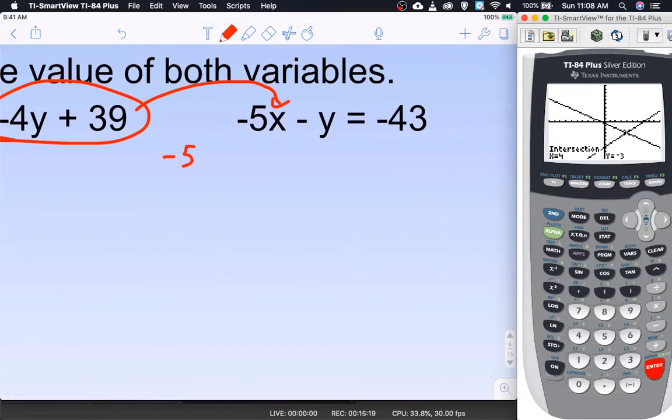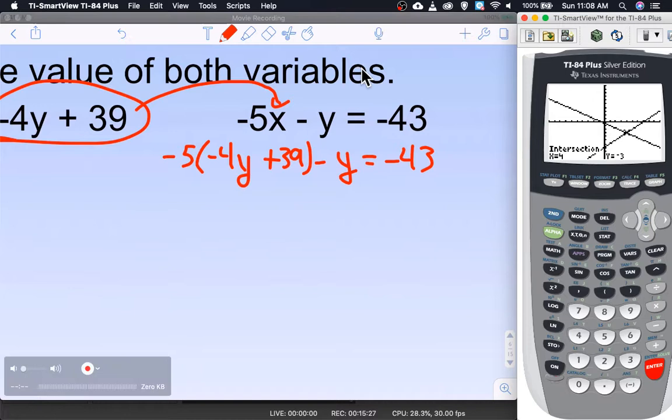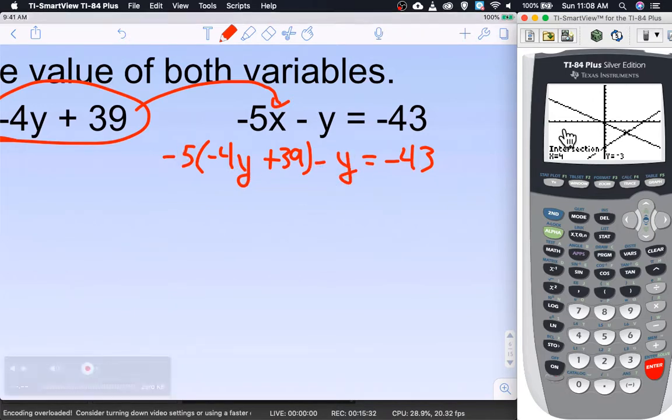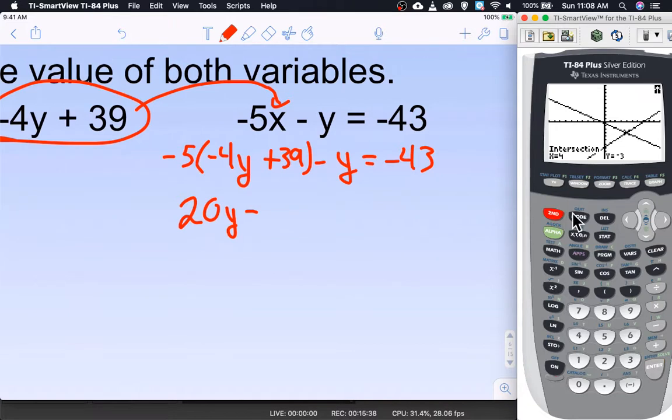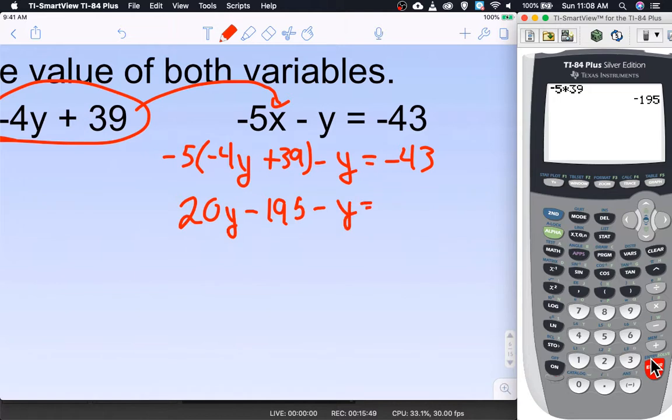So I'm giving myself some space. Negative 4y plus 39 minus y equals negative 43. And now we solve. I have an equation with only one variable. It's just y's. And so we solve. Positive 20y minus, I'm not sure what negative 5 times 39 is. 195 minus y equals negative 43.